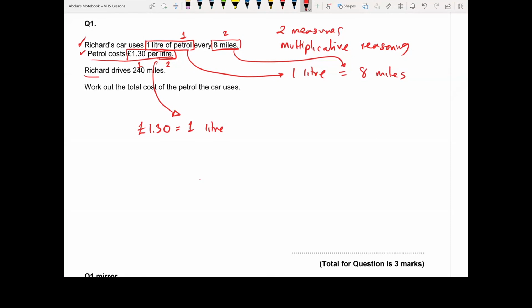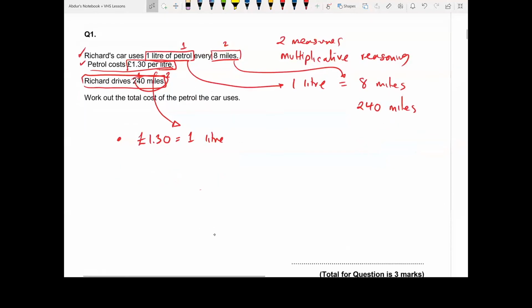Then it goes on to say Richard drives 240 miles. I'm going to use this information and put this into the appropriate place. So I'll look at my two starting points. I've got multiplicative reasoning started here, but this one doesn't have miles, whereas my first one, you can see we've got miles there. So I'm going to write that 240 miles in the appropriate place. There, 240 miles. So what I want to now do is figure out, how do I go from the 8 to the 240 miles?